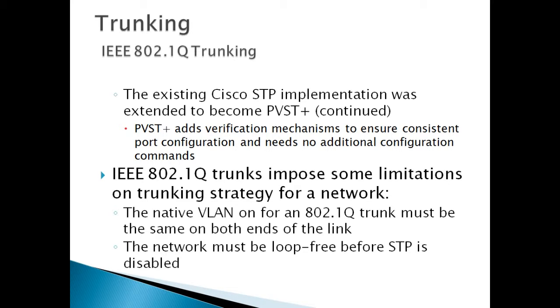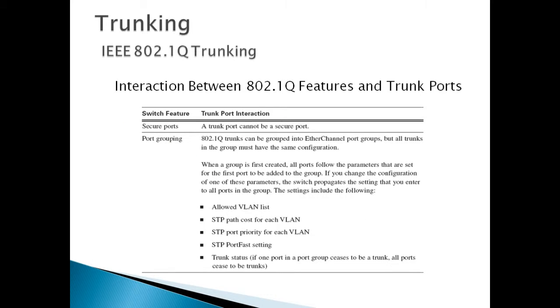IEEE 802.1q trunks impose some limitations on the trunking strategy for a network. The native VLAN for an 802.1q trunk must be the same on both ends of the link. The network must be loop-free before STP is disabled. Interaction between 802.1q features and trunk ports.